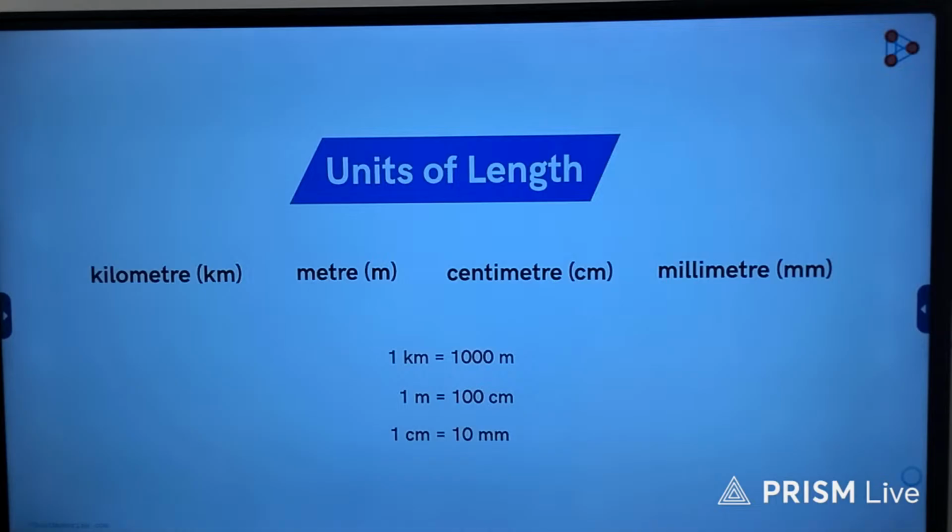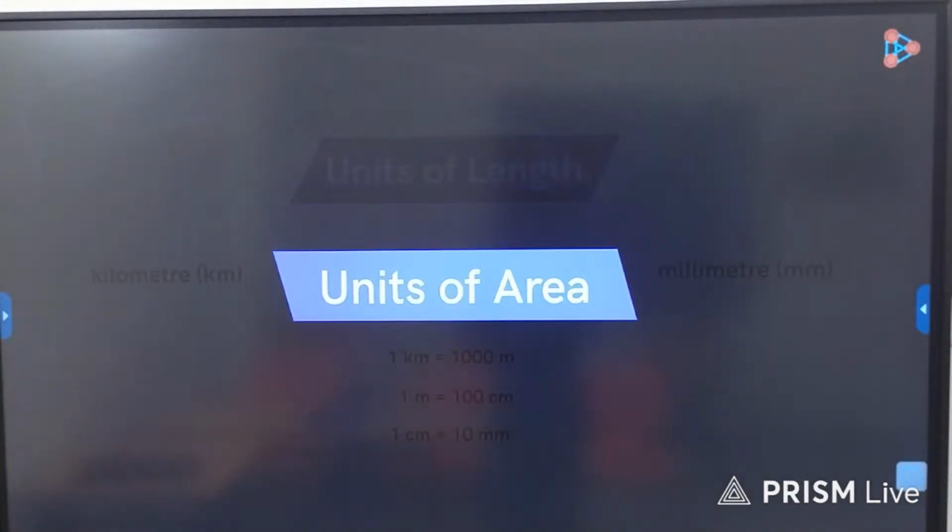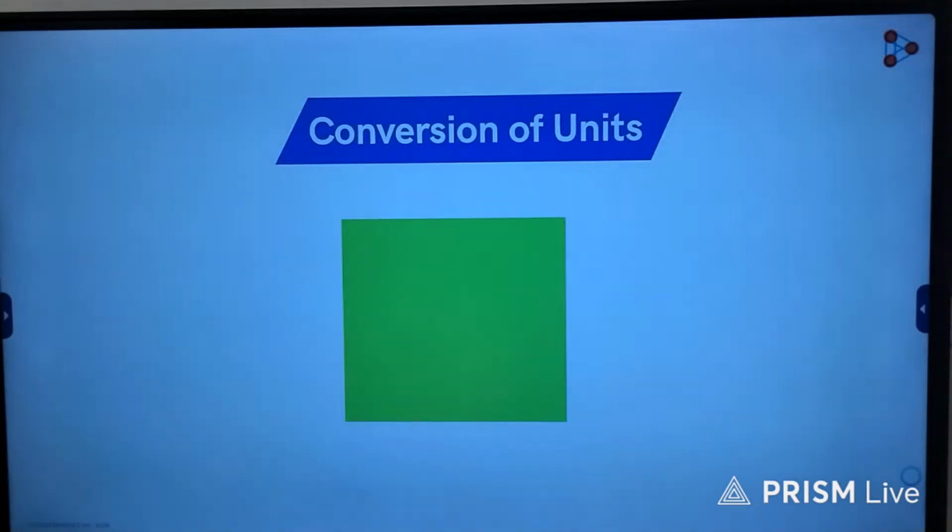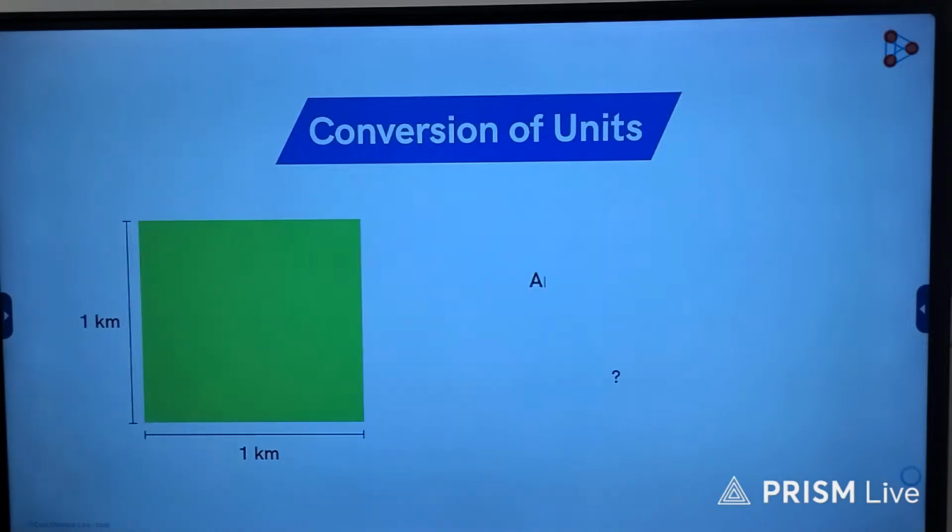But do you know that using the units of length, we can also find the relation between the units of area? How, you ask? Let's consider a square playground where the length of each side is 1 kilometer. Now, can you tell me the area of this playground?